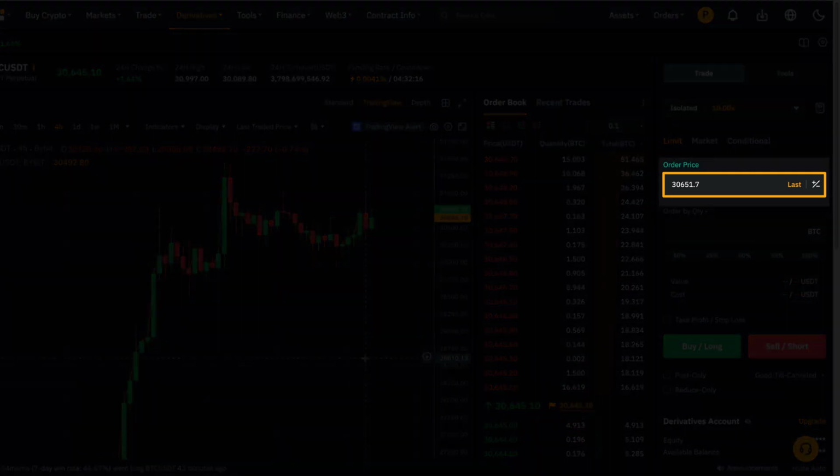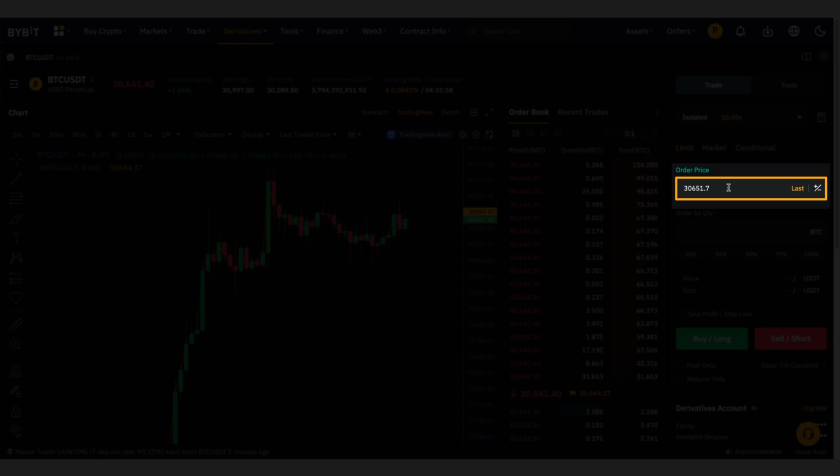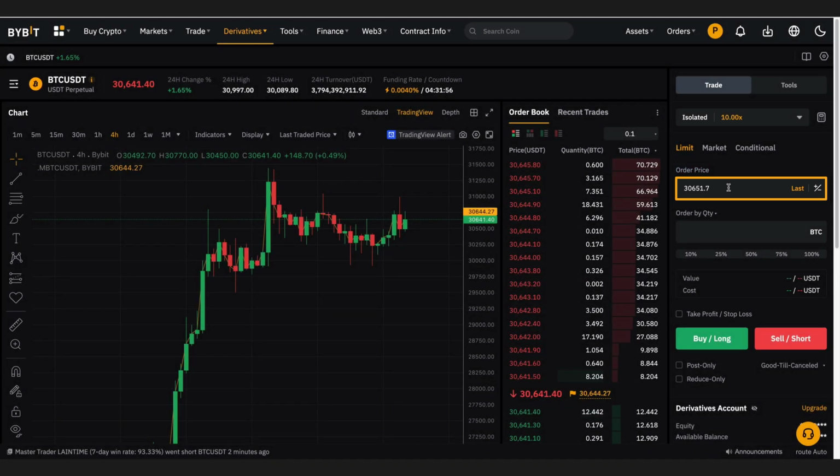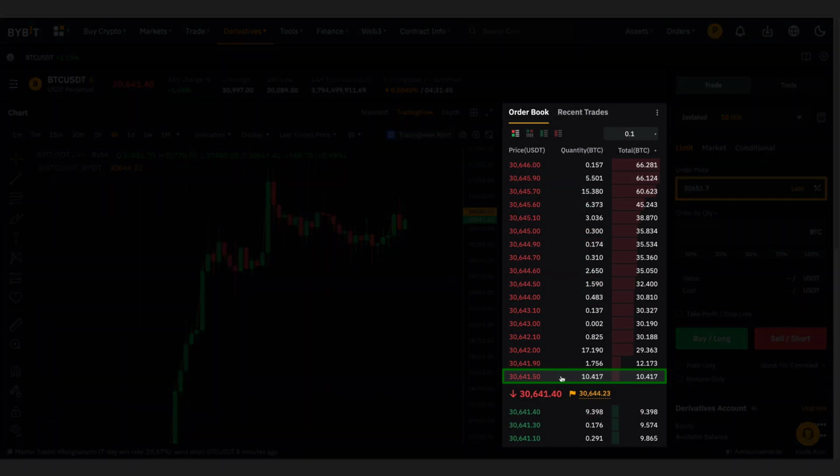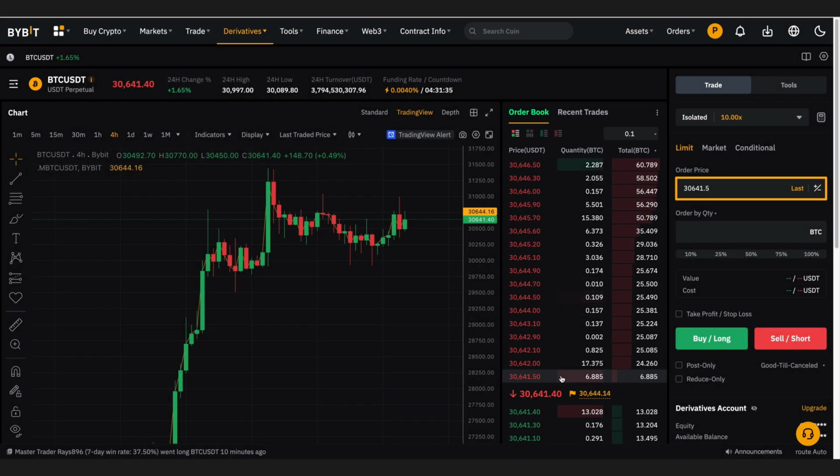Then we have the order price. There are two options. Either we want to trade with the current market price. To do that, we have to choose the lowest seller's price in the order book, because in this example, we are going to open a long trade. Or we specify a price for Bybit, which whenever the market reaches that price, the trade will be activated.